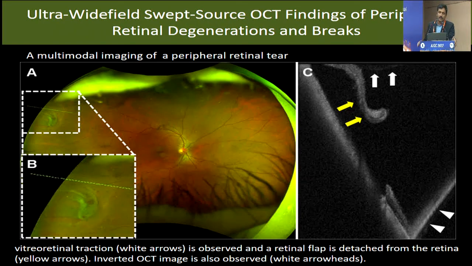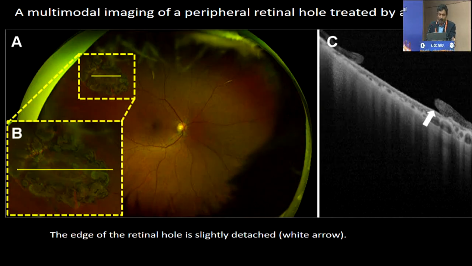Apart from the staphylomas, you can pick up the peripheral retinal degenerations also with this. You can see there is a vitreoretinal traction. This is the vitreous, and this is the traction on a peripheral retinal tear causing the lifting of the edges of the hole, and you can see the inverted OCT image shown as an arrowhead. So you can scan the peripheral holes and the degenerations on multimodal imaging.